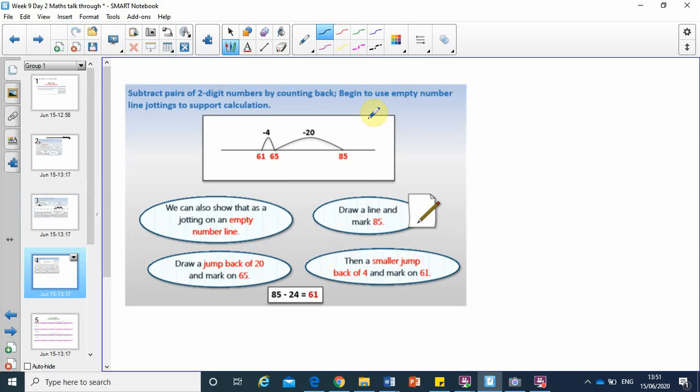Just a further example here, but this is where we would do it with a blank number line. So you could just have a line, it doesn't really have to have numbers on it. Just like I did before, we'd start with our 85. On the right hand side of the line, if we're adding, we'll start at this side. If we're taking away, we start at that side. We know it's a 20 and a 4. So I would do a jump of 10, a jump of 10, and put that above it.